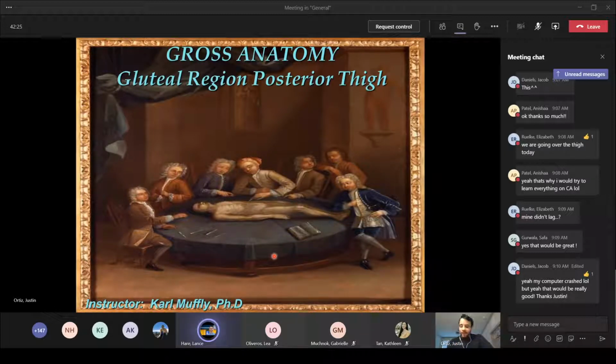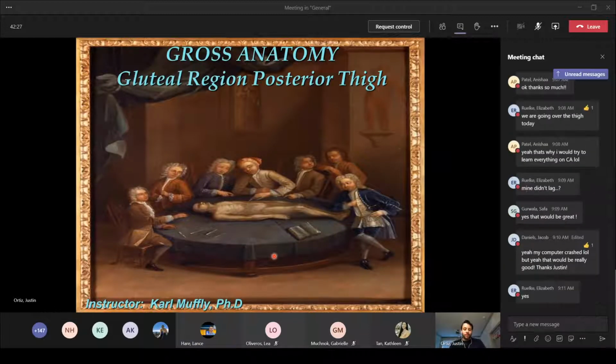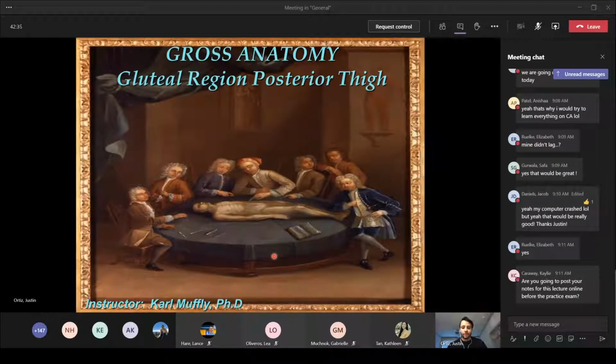Yep. All right. So for this lecture, we're going to talk about the gluteal region and the posterior thigh, and then we'll get closer towards the leg when we get into the next lecture. So we'll take it from there.